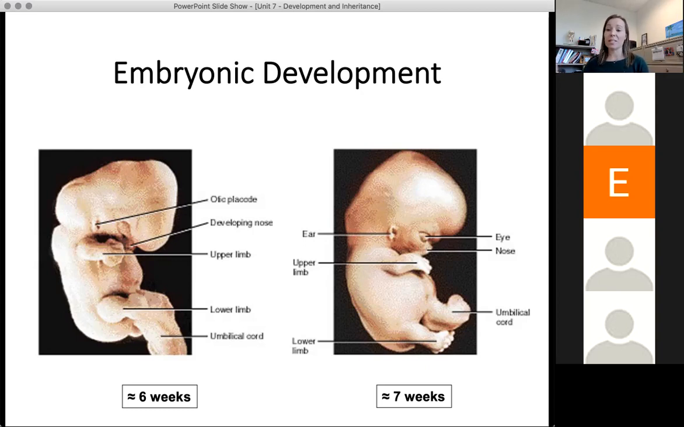And after that point is fetal development. That's the last 7 months of development. During this time, it's a period of really rapid growth, but there's not a lot of new structures that form because pretty much everything was developed during embryonic development. So you just have a lot of growth of the structures that were already formed during embryonic development.